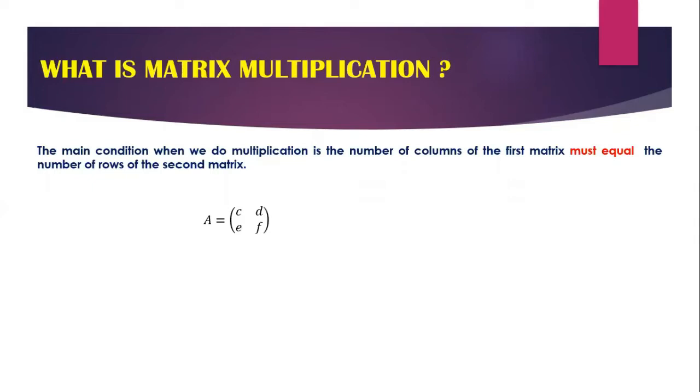Look at this matrix A. Matrix A components are C, D, E, and F, and the matrix notation is A 2 times 2. And matrix B is on the right side. Matrix B components are M, N, O, P, Q, R. So the matrix B notation is 2 times 3.